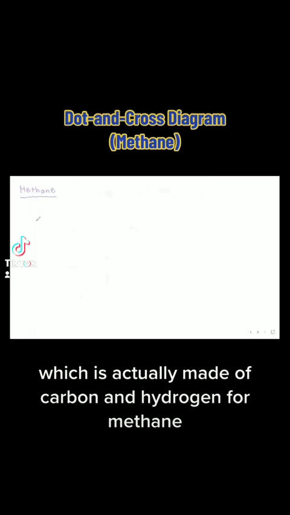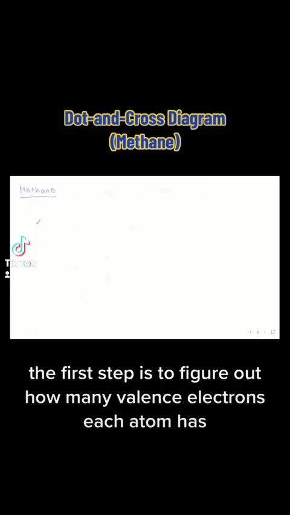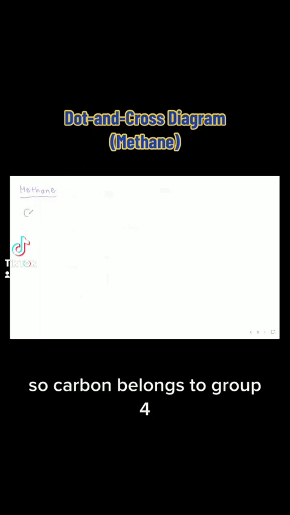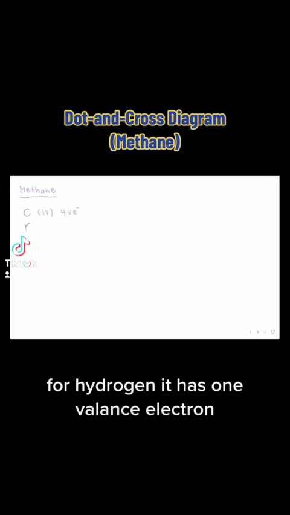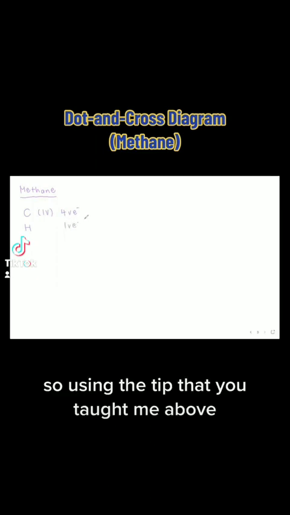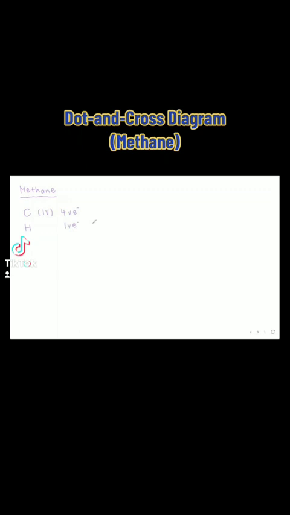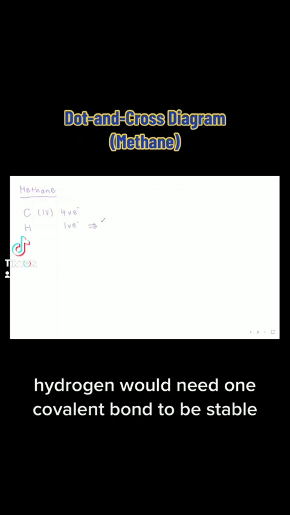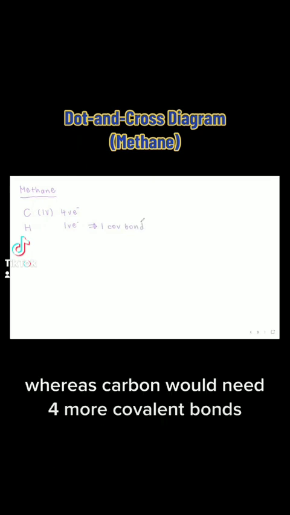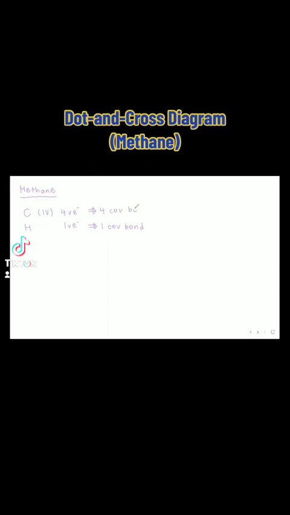For methane, the first step is to figure out how many valence electrons each atom has. So carbon belongs to group 4, so it has 4 valence electrons. For hydrogen, it has 1 valence electron. So using the tip that you taught me above, hydrogen would need 1 covalent bond to be stable, whereas carbon would need 4 more covalent bonds.